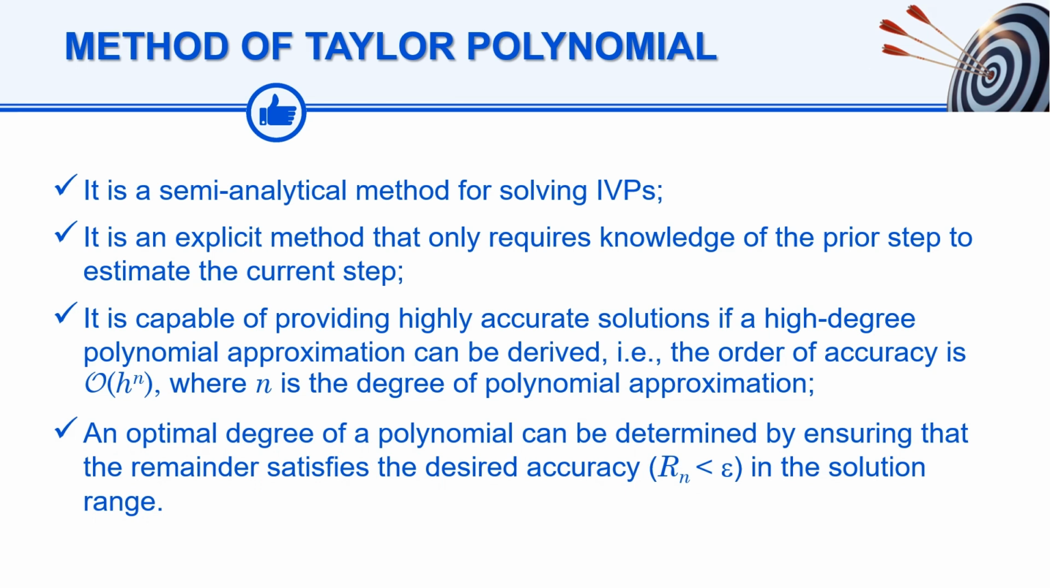An optimal degree of a polynomial can be determined by ensuring that the remainder satisfies the desired accuracy, Rn less than epsilon, in the solution range.